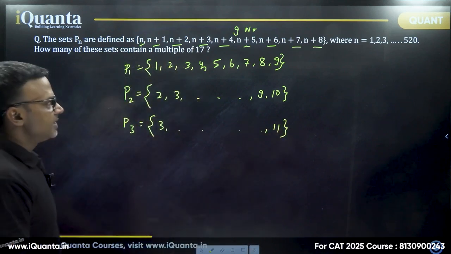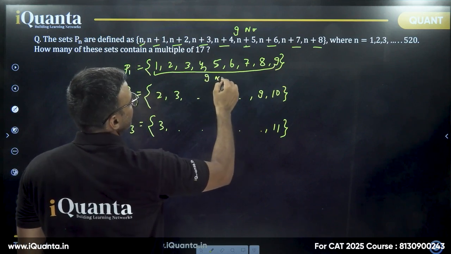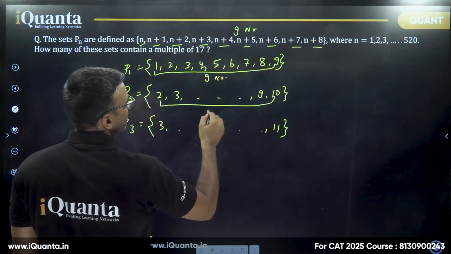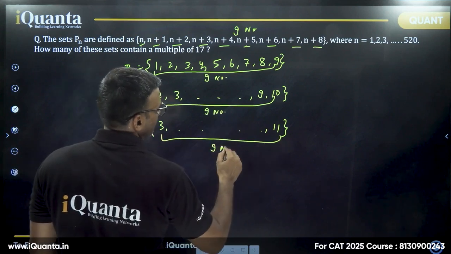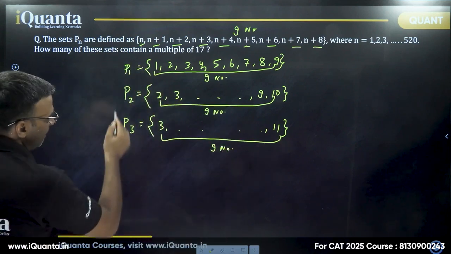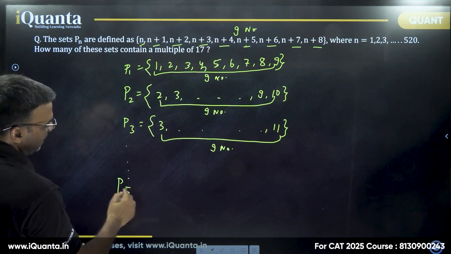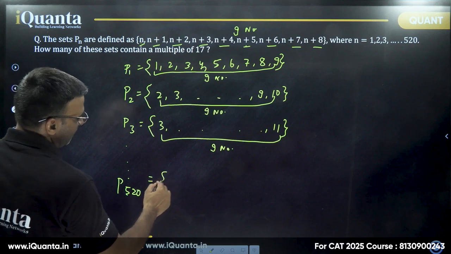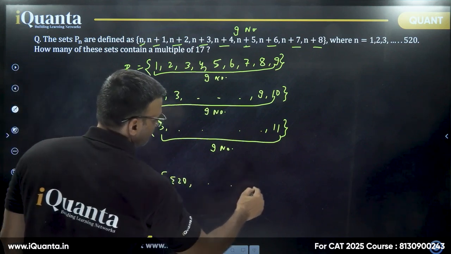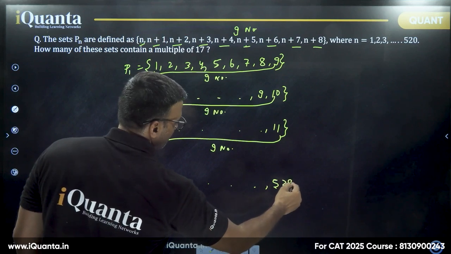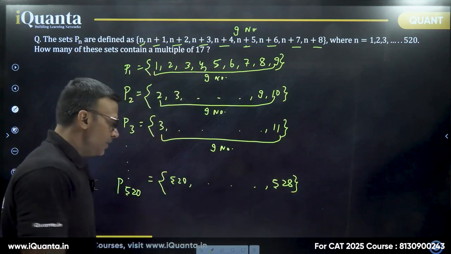In each of these sets, there are 9 numbers. Don't forget, each of them contains 9 numbers, right? So that way, P1, P2, P3, you continue up to P520. So P520 starts from 520 and the last number, the 9th number, would be 528. You can see that 520 to 528, so there will be 9 numbers.